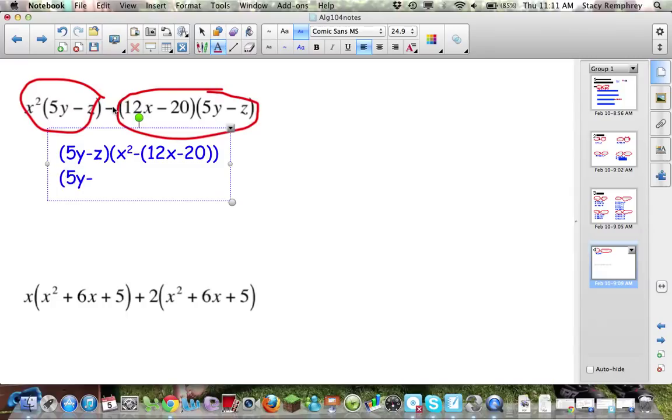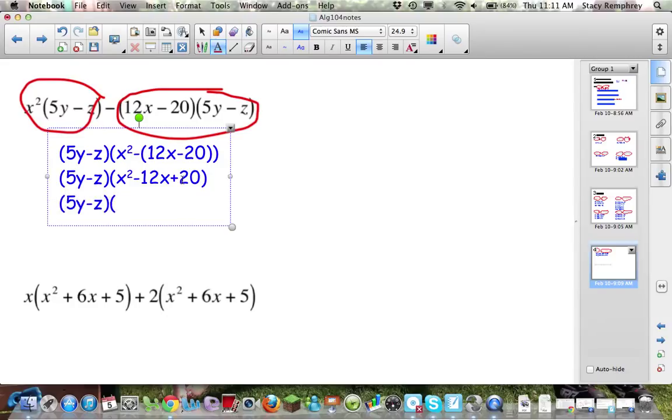Now, some of you may have said before, why does she keep putting that second part in parentheses? It does matter here. So I'm going to go x squared. I'm going to distribute the minus sign. Again, we went over this in the beginning of the year. So that minus, it's like a minus 1. Minus 1 times 12, minus 1 times negative 20 makes that a positive 20.